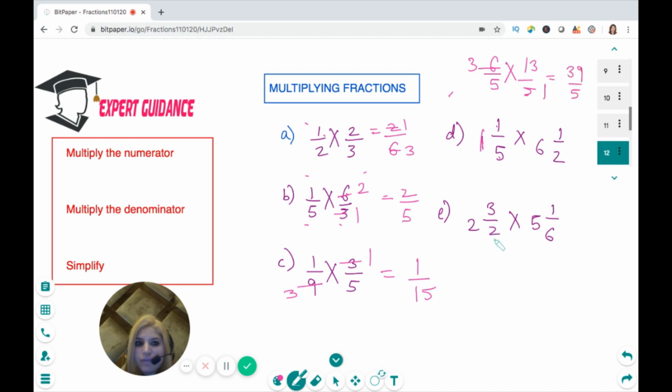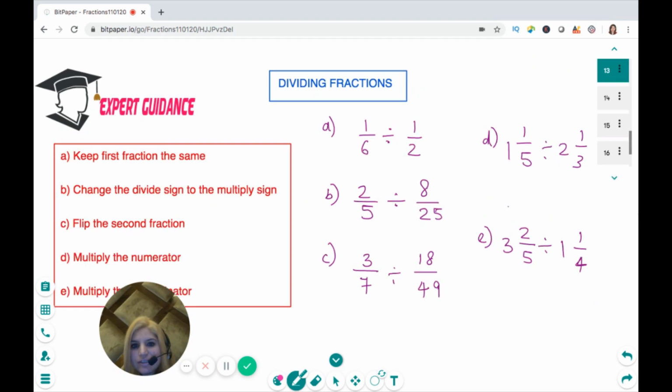For the next question, 2 times 2 is 4, add 3, 7 over 2, times 6 times 5 is 30, add 1, 31 over 6, and then we can multiply. So 31 times 7 is 217 divided by 12. Okay, so I hope multiplying is clear to you. Now let's move on to dividing.